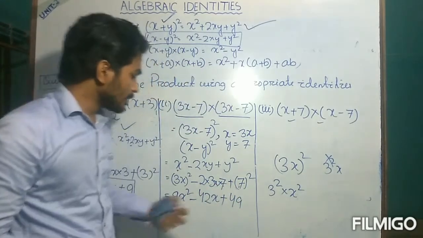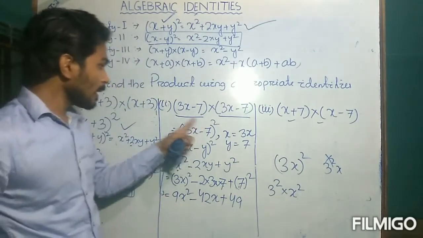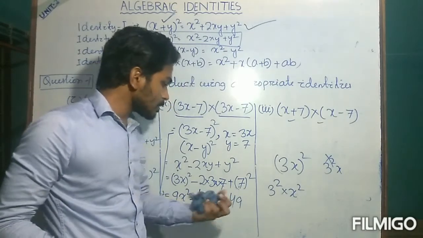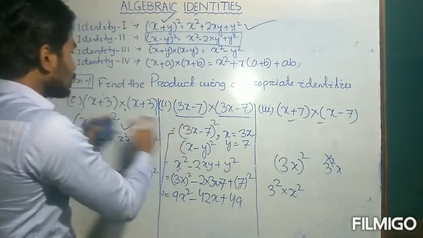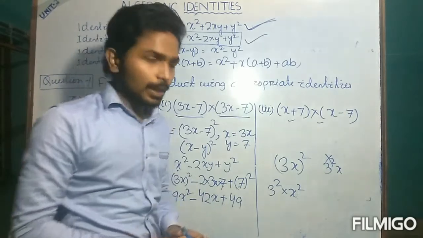So now this quadratic polynomial is again the product to get 9x square minus 42x plus 49. Clear? So these two equations resemble identity 1 and identity 2.